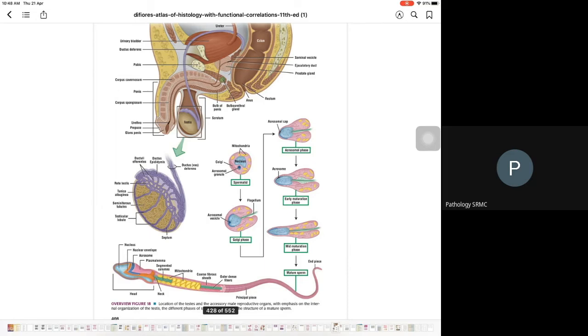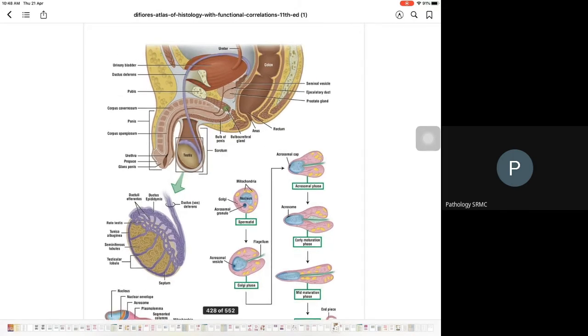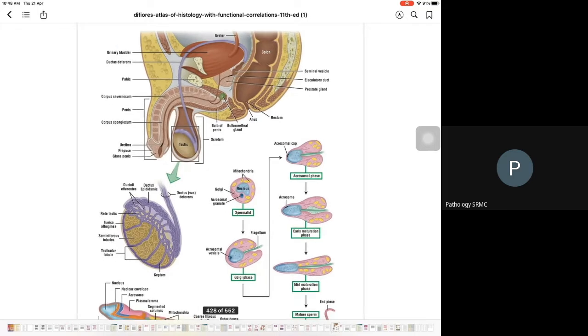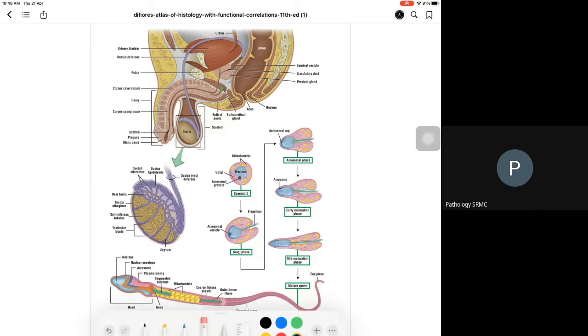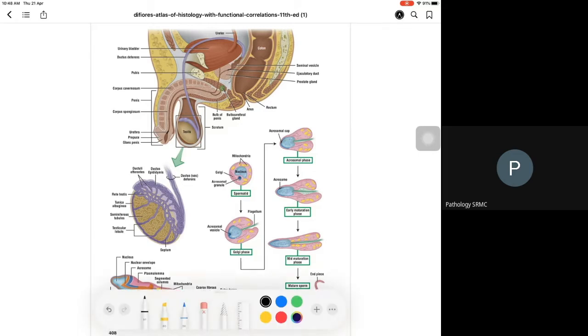Next, zooming in on the testis, they have labeled ductuli efferentes, ductus epididymis, ductus or vas deferens, and below the septum, then the testicular lobule, seminiferous tubules, tunica albuginea, and rete testis. This picture is very, very important to know the gross pathology. We will see the important things.